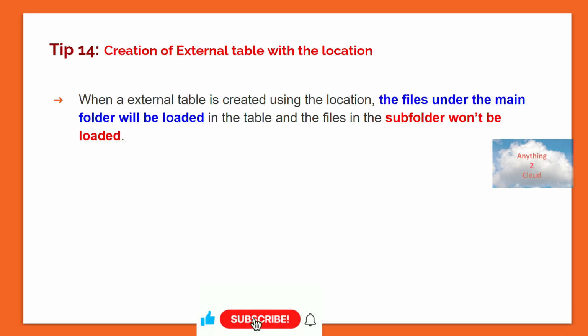Moving on to the next one. Next step is the creation of an external table with the location. So when an external table is created using the location, the files under the main folder will be loaded in the table, and the files in the subfolder won't be loaded. For example, when you create an external table with the file path mentioned in the location, then only the files available in the main folder will be loaded, and files in the subfolder won't be loaded into the tables.